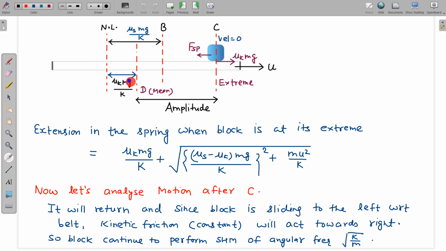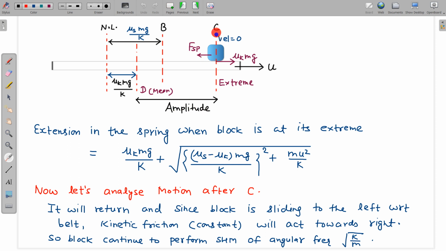So to the amplitude you have to add this value mu k mg by k. Mu k mg by k is what? This is the extension in the spring when it is at its mean position of SHM. Remember this thing, this is the mean position of SHM, where the forces acting are mu k mg and the spring force. Where these two forces are balanced, that is the mean position. So this is the extension of the spring when the block is at its extreme position. So this is mu k mg by k plus this amplitude.